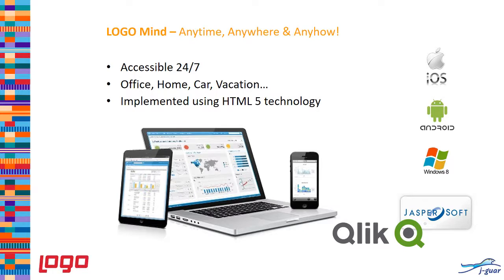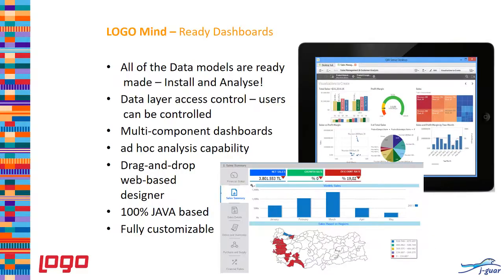With the technology that is available, the HTML5 technology, it can be accessed through a mobile device, any web browser or applet or application itself. We are powering our tools for BI on Qlik as well as Jaspersoft, and we have two options, which is QlikSense and Jaspersoft, which we call Logo Mind Informer and Logo Mind Insight.